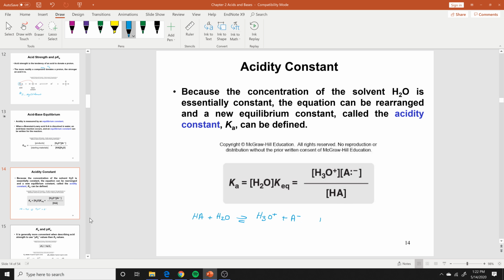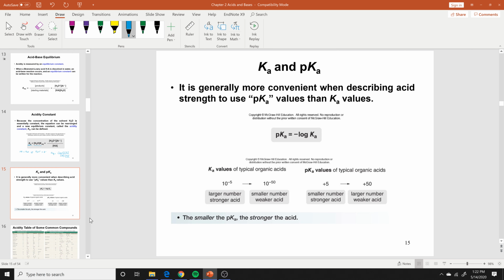So if I want to write K equilibrium of the reaction, it will be the concentration of H3O plus multiplied by the concentration of A minus, divided by the concentration of HA and the concentration of water. We said that the concentration of water is always constant, so if we multiply that by K equilibrium, we're going to end up getting Ka, which is the acidity constant of a certain acid, and this is the equilibrium equation for it.